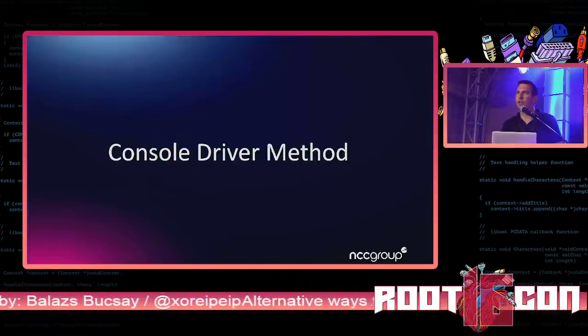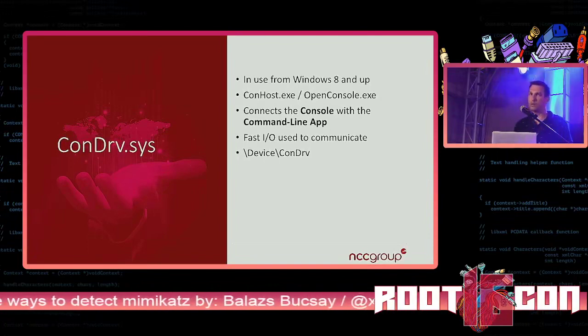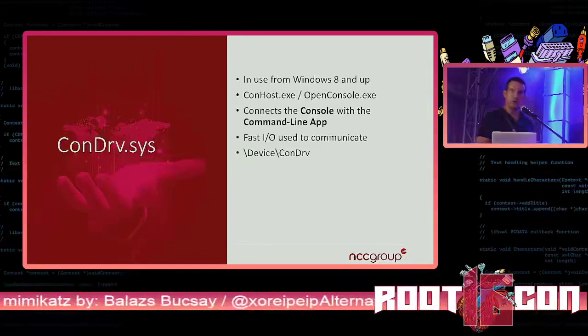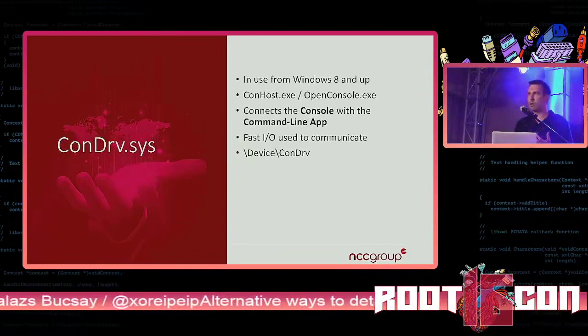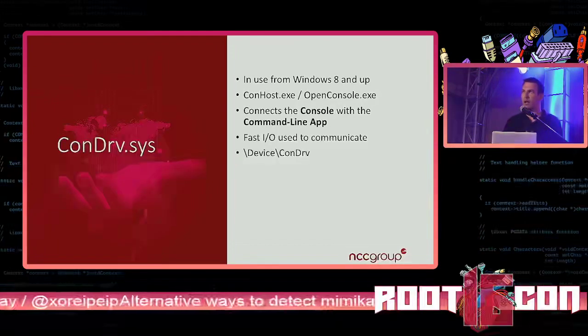So the second detection method that we were playing around with is the console driver method. We had the other idea that maybe we can interact with the console itself and get some information about the process that is running and using the console through that, and it worked. So basically, in Windows, if you execute a command console application, you might have seen that there is this conhost.exe process attached to it, right? If you haven't, use Process Explorer and you will see it.